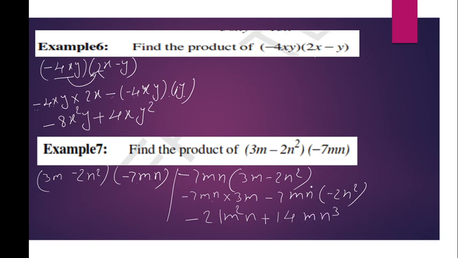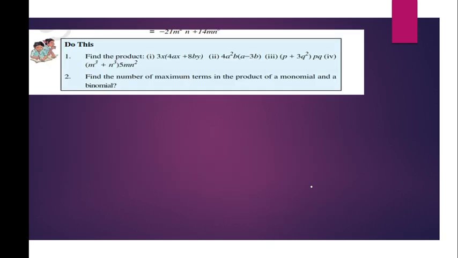So this is how you have to multiply a monomial with a binomial. Okay. Next, look at this. Find the product of 3x into 4ax plus 4by.